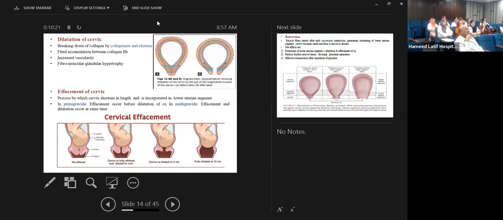The cervix is formed of collagen fibers and ground substance. Each of the collagen fibers is glued together with the ground substance in such a manner that they form a firm fibromuscular ring that provides tensile strength to the cervix. Now, when there is release of prostaglandin E2, ripening and softening of the cervix occurs.